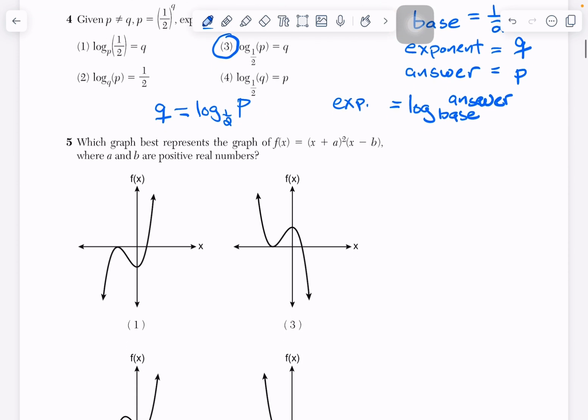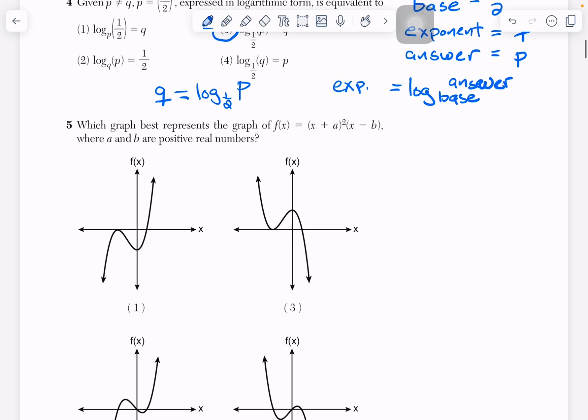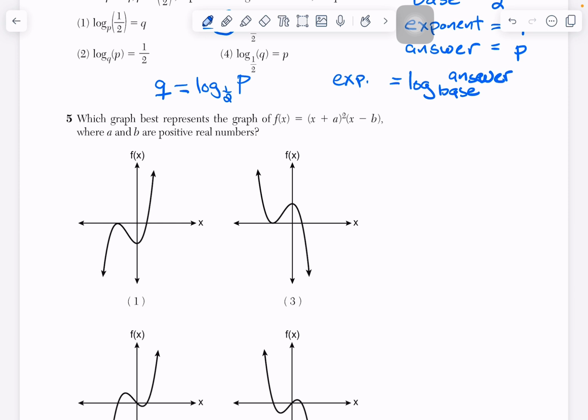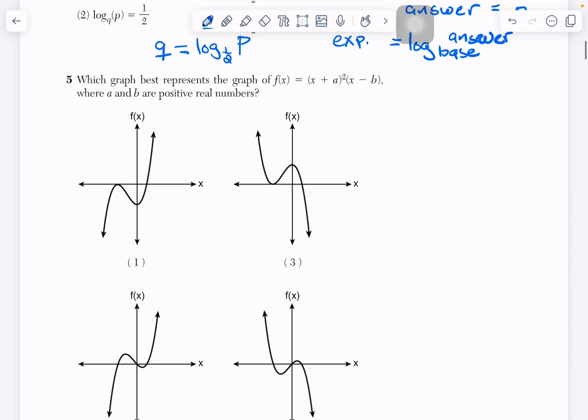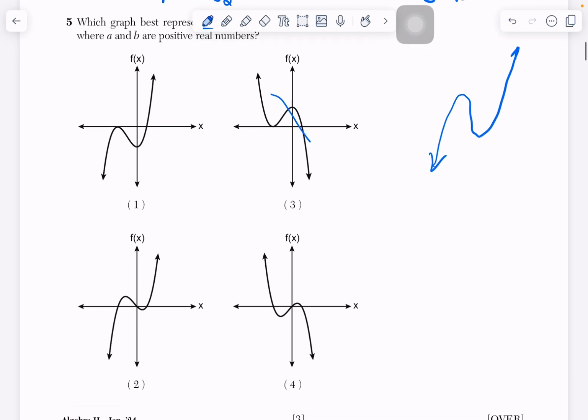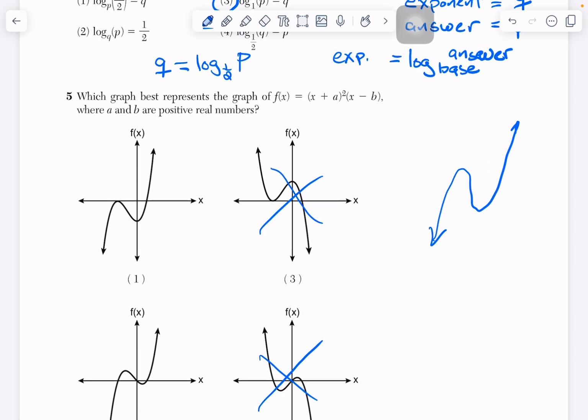All right, which of the graphs best represents the graph of (x + a) times (x - b), where a and b are positive real numbers? With a and b being positive real numbers, we know that our general cubic equation goes like this, comes up from the bottom and then does this, right? That's our basics. So right away, we know it's not 3 and 4. If they said a was negative, then it would be different. Then it would be the opposite.